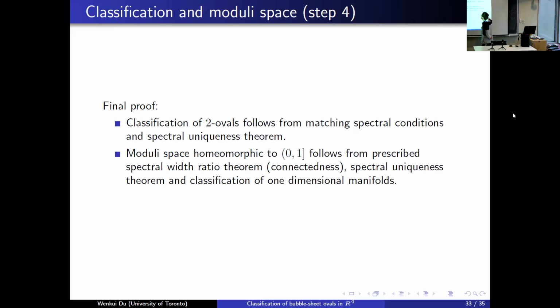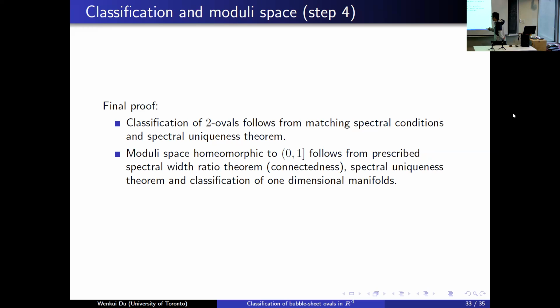Finally, we prove the spectral map and its surjectivity and injectivity, so we can obtain the classification. This surjectivity and injectivity also gives the local coordinates, and the surjectivity also implies the connectedness. Using the classification of one-dimensional manifolds, we can prove that the moduli space quotient by the Z2 symmetry is homeomorphic to this half interval.